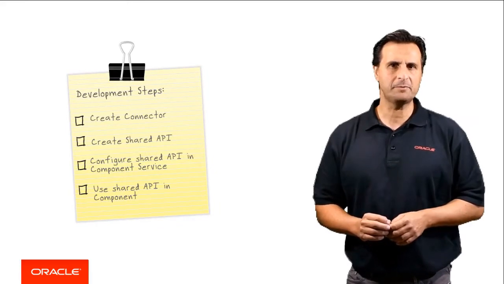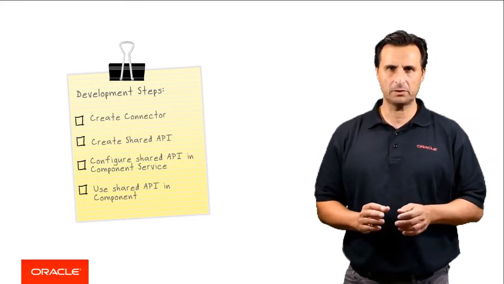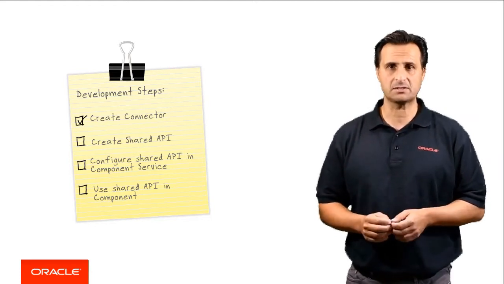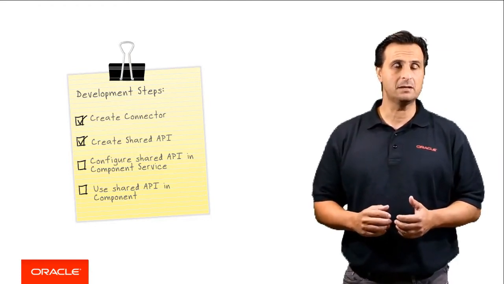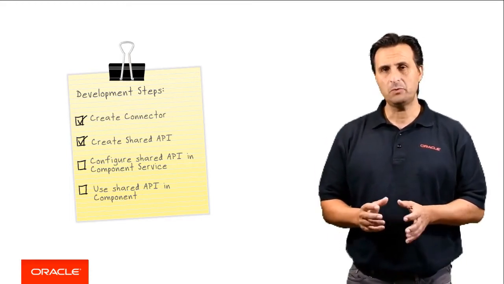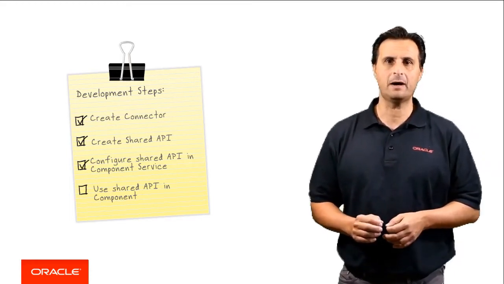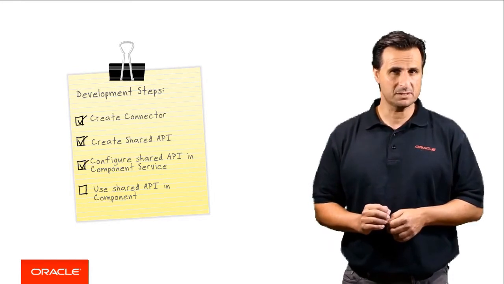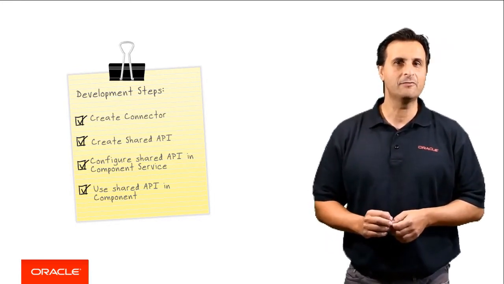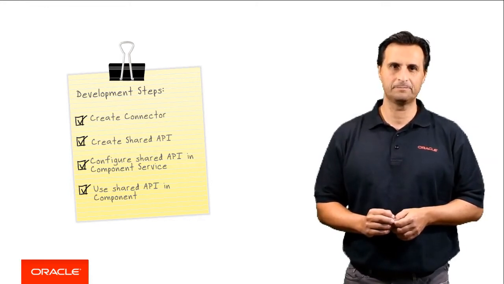Before looking at the example, here are the basic steps to follow. First, we need to create a connector. In our case, it's a REST connector. Then we need to create the common shared API to access the connector. Then we need to configure the shared API with our custom component service. And eventually, we need to access the shared API from our custom component logic.